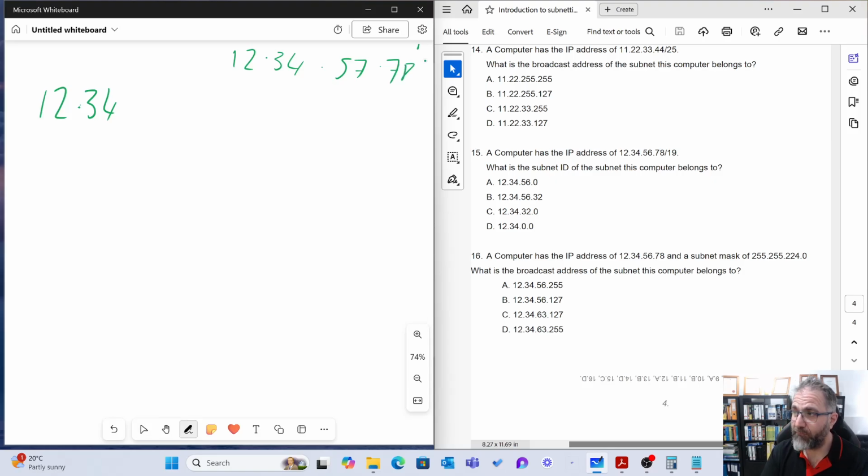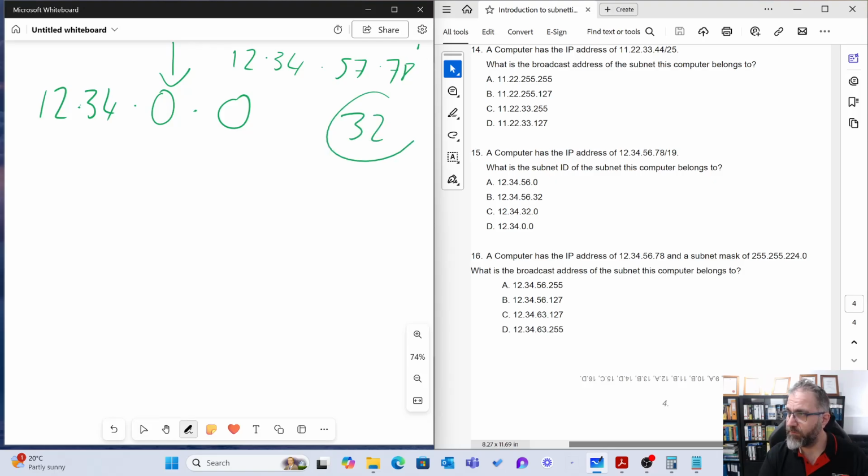Our first network address is 0.0. Our first one. Now, remember, that's the interesting octet. That's the one we're going to be counting by. So what's the next one? What was the magic number? 32. We are going to now count in 32s.